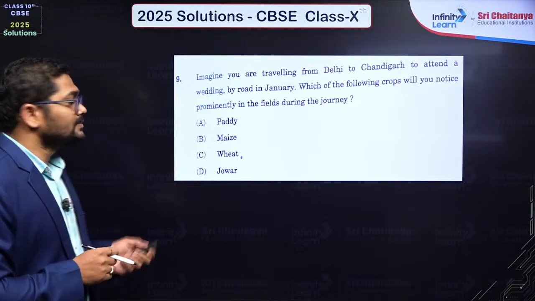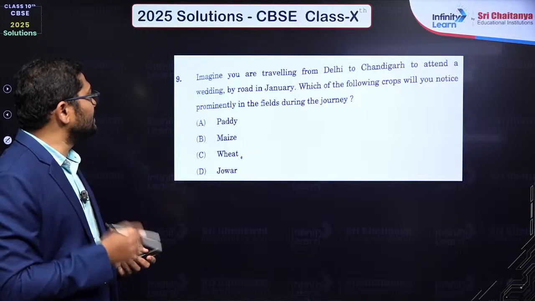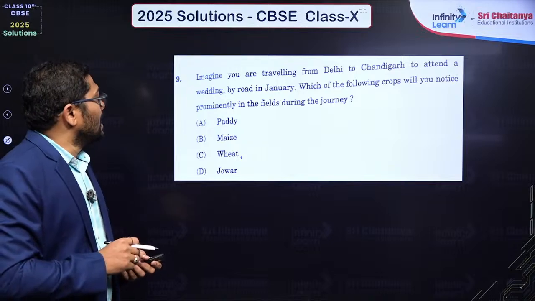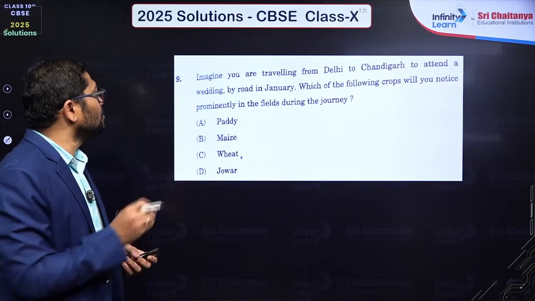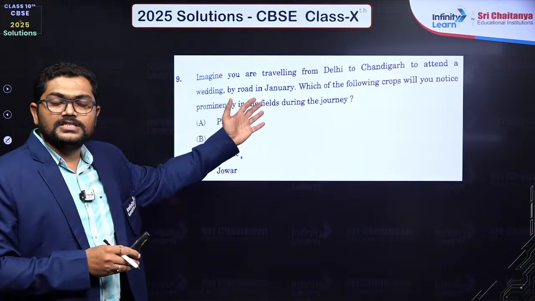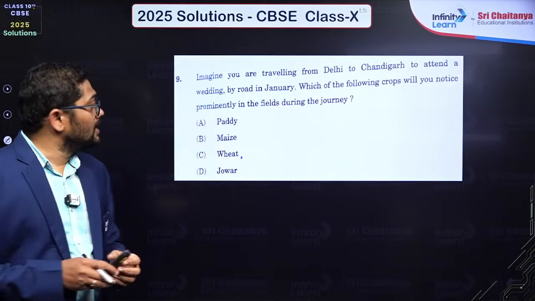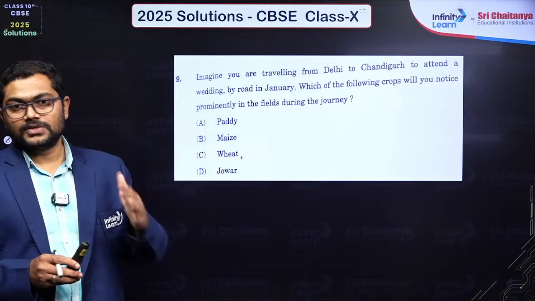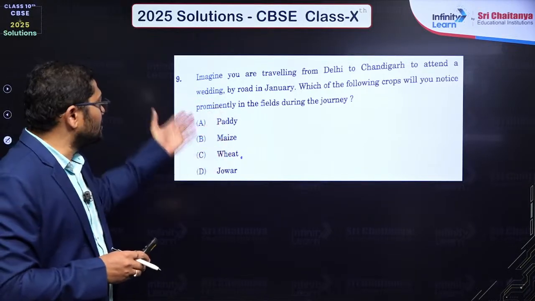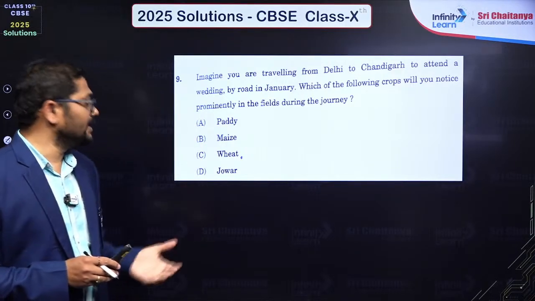Next one, the 9th one. Imagine you are traveling from Delhi to Chandigarh to attend a wedding by road in January. Which of the following crops will you notice prominently in the fields during the journey? The month is given as January, so obviously you can understand what the cropping season is. January means it's the Rabi season, and the location is clearly Delhi to Chandigarh, in the northern region. What crop do we normally find? The options are paddy, maize, wheat and jowar.